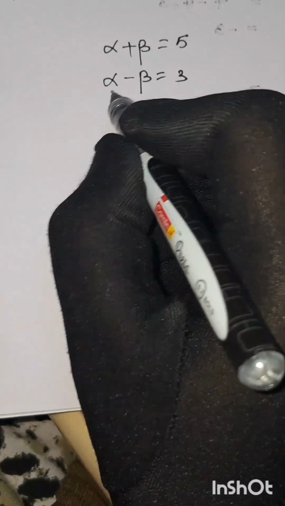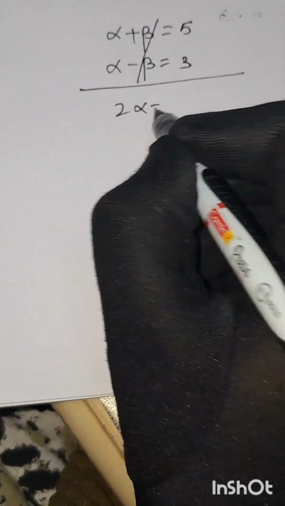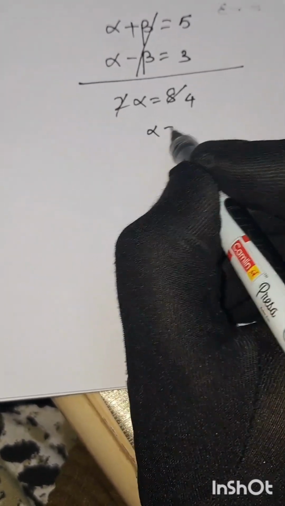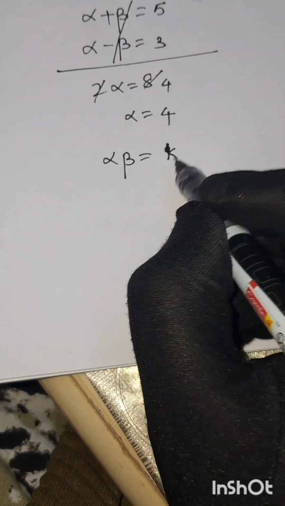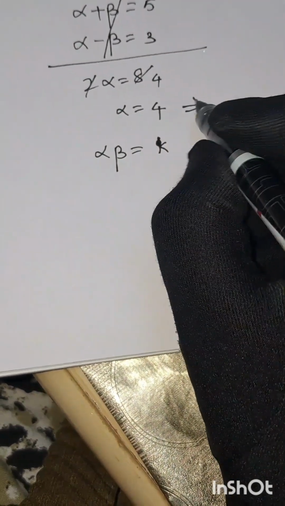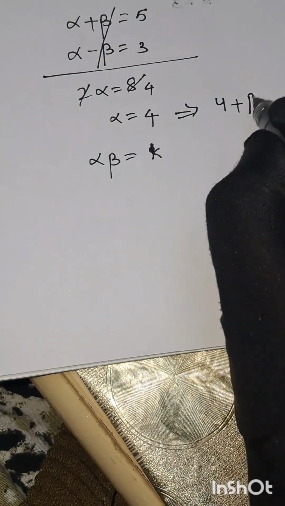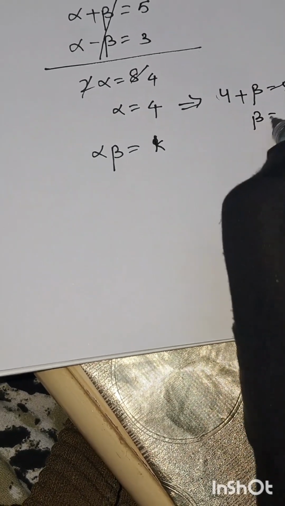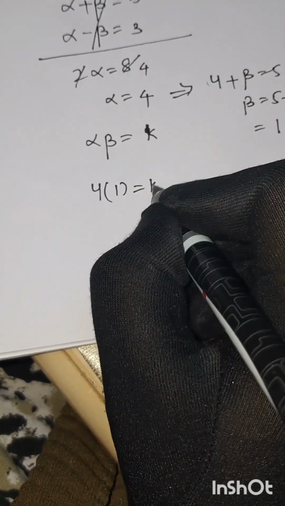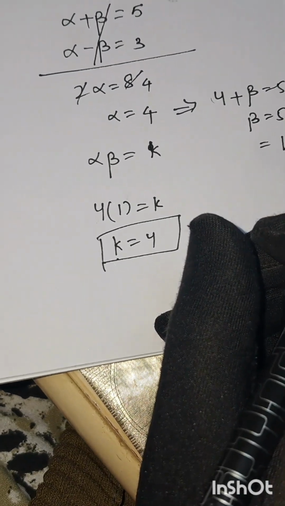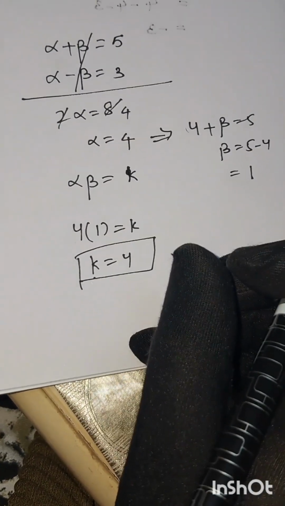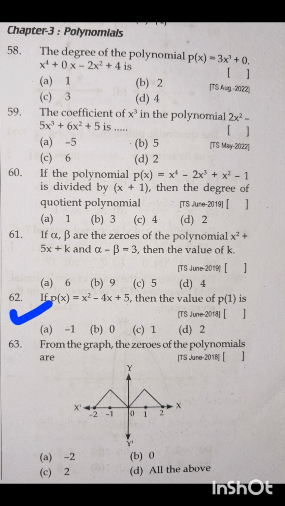And then they have already given in the question alpha minus beta is equal to 3. So if we solve it, 2 alpha is equal to 8, so the value of alpha is 4. And the product of the zeros is equal to what? C by a, but in the equation what is c here? K. So we need to find beta also. We know alpha, so 4 plus beta is equal to 5. Sending that to the other side, beta is equal to 5 minus 4, which is 1. So here 4 into 1 is equal to k. So the value of k will be 4. So your answer is D, 4.